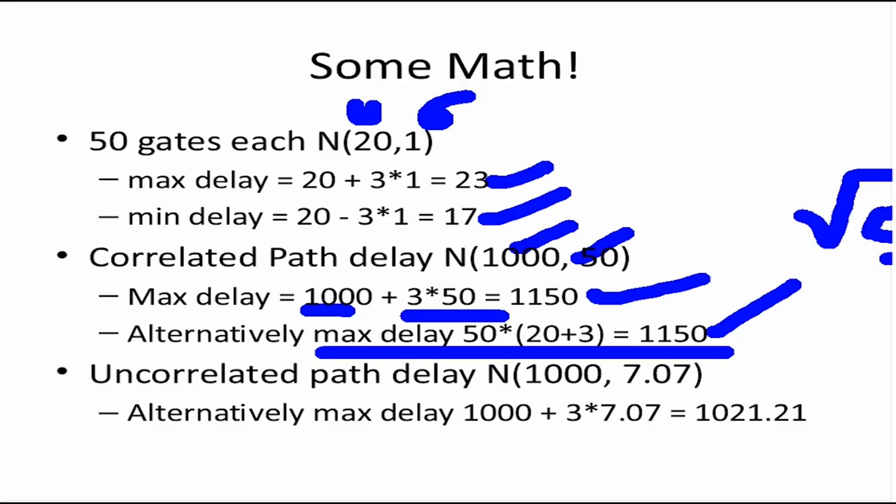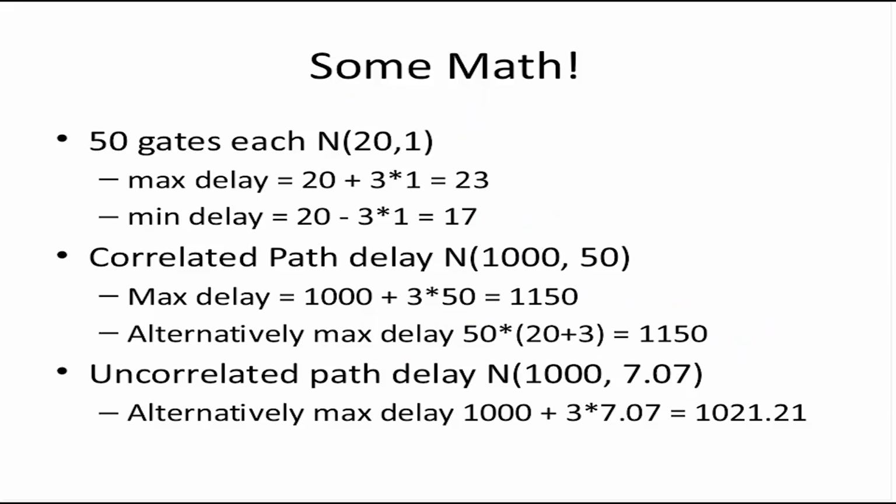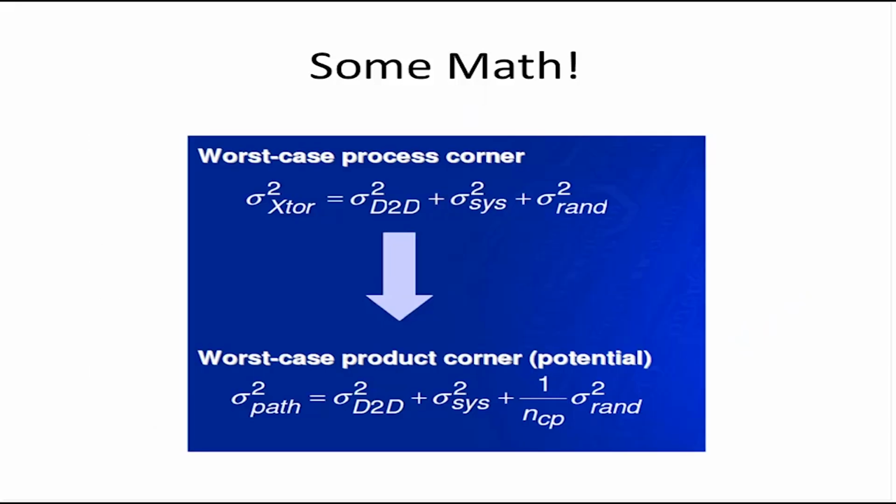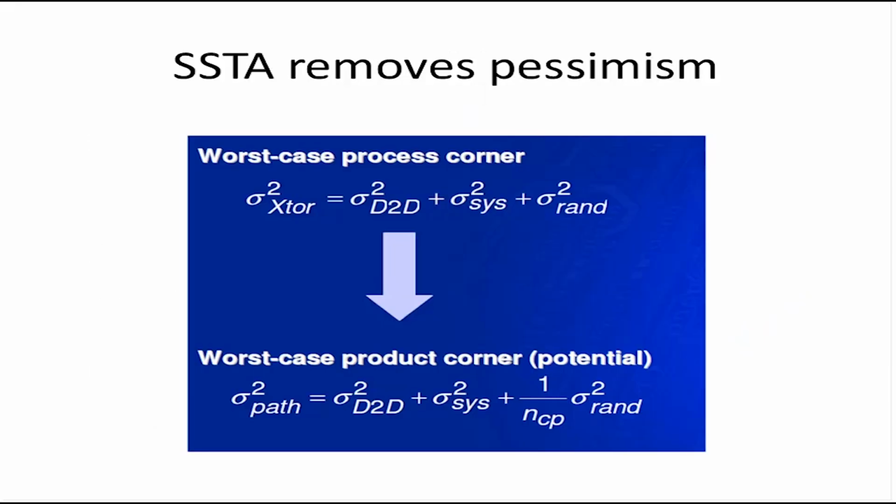We say that the deterministic STA will overestimate the delay of a long path. It's overestimated at 1150. Whereas in SSTA we found that if we assume the delays to be perfectly random, we get a value of 1021. This is less, and I would say this is more accurate. But obviously there are some conditions. We have assumed that all the gate delays are random of each other. So SSTA removes pessimism.